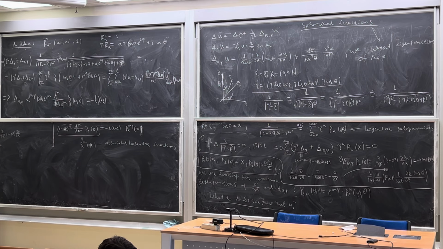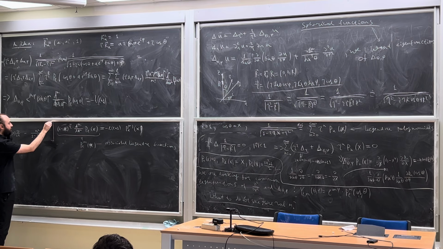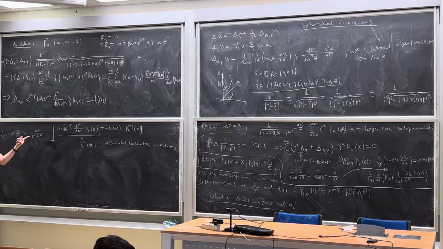And there is also the free part, which is like minus m squared divided by 1 minus x squared. So I have this differential operator that acts on this function with a given eigenvalue.